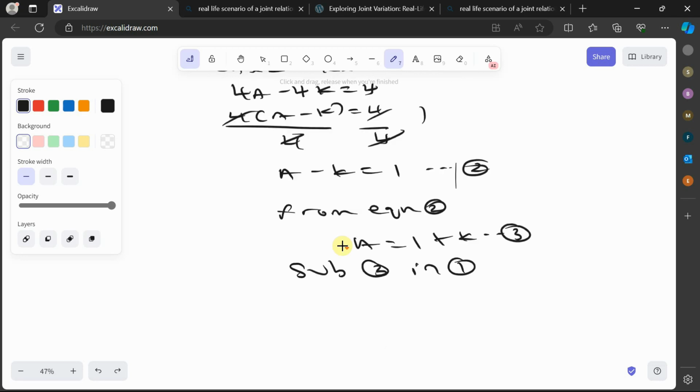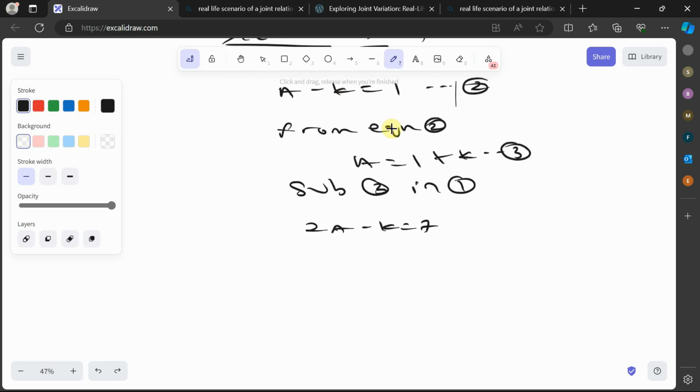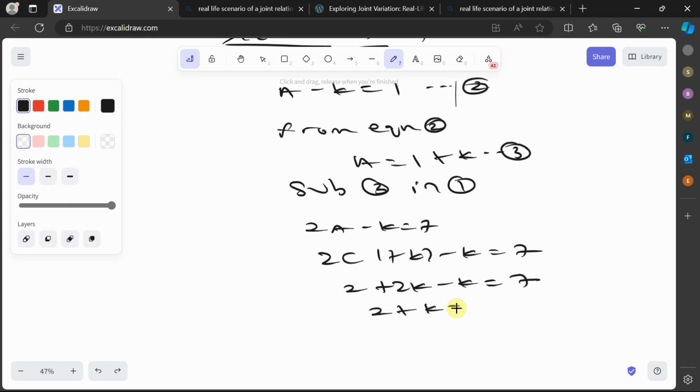So that will be what? This is 2a minus k is equal to 7. Just to confirm, 2a minus k is equal to 7. So let's substitute equation 3 inside this. Whenever I see a, I'll put 1 plus k. So that will be 2 open brackets, 1 plus k, minus k is equal to 7. If I expand this bracket, that will be 2 times 1 is 2, plus 2 times k is 2k, minus k is equal to 7. 2k minus k is k. So that will be 2 plus k is equal to 7.